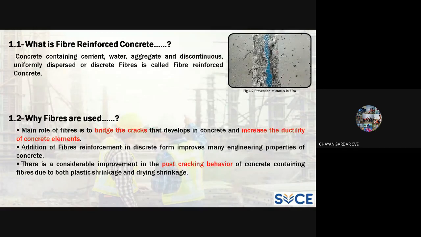mm. So fiber reinforced concrete, I actually explained earlier itself. Concrete containing cement, water, aggregate, and discontinuous or uniformly dispersed fibers. So why are fibers used in concrete? The main role of the fibers is to bridge the cracks that develop in the concrete and increase the ductility. And many engineering properties are also improved while adding fibers. Mainly the post-cracking behavior of the concrete will increase.